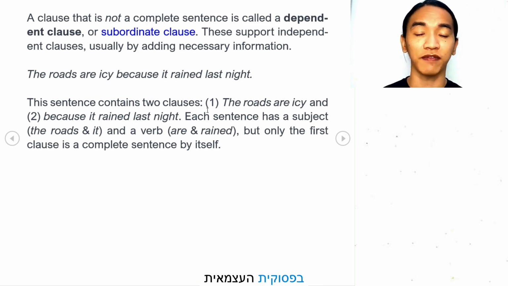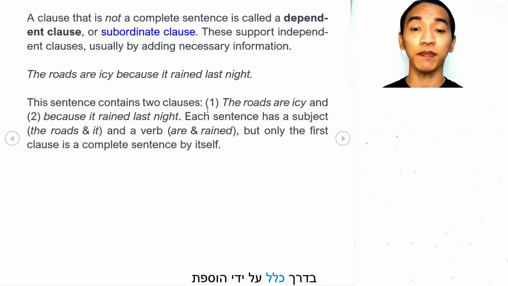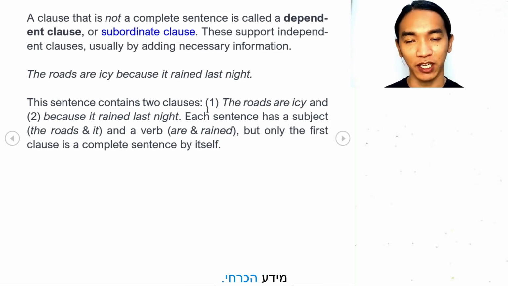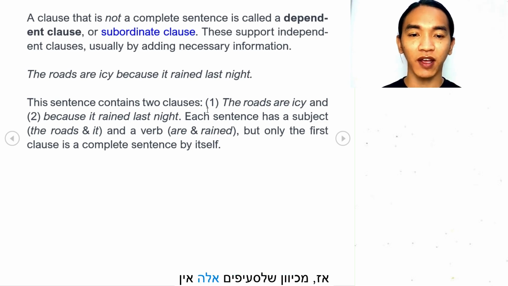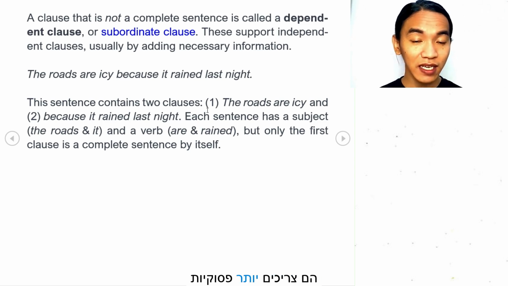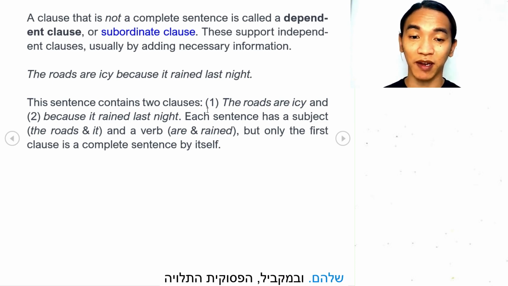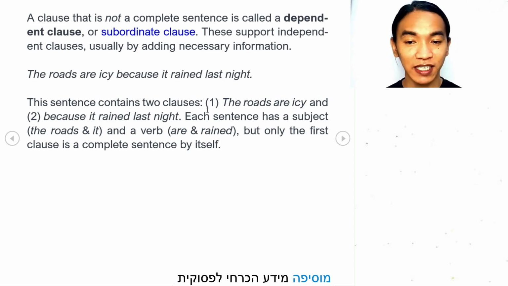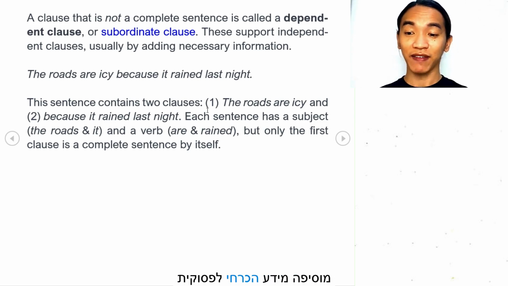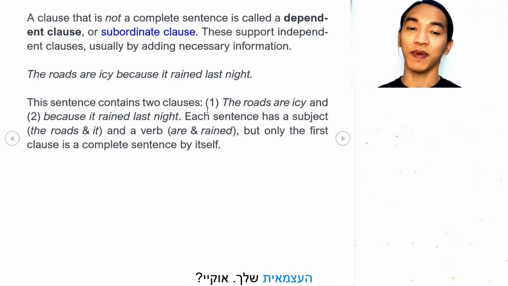So these kinds of clauses support independent clauses, usually by adding necessary information. So since these clauses do not have a complete meaning, it means they need more independent clauses to complete their meaning. And at the same time, these dependent clauses, they add necessary information to your independent clauses.